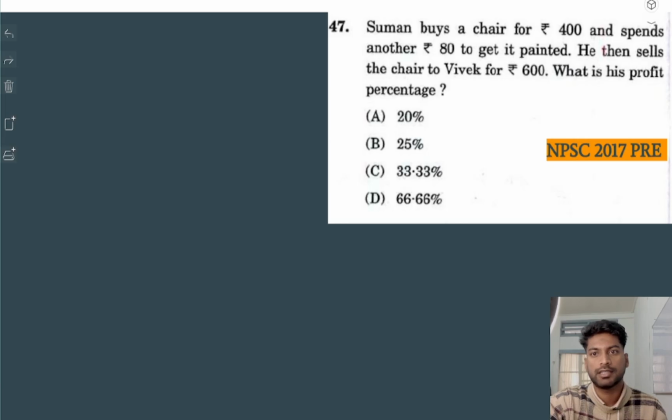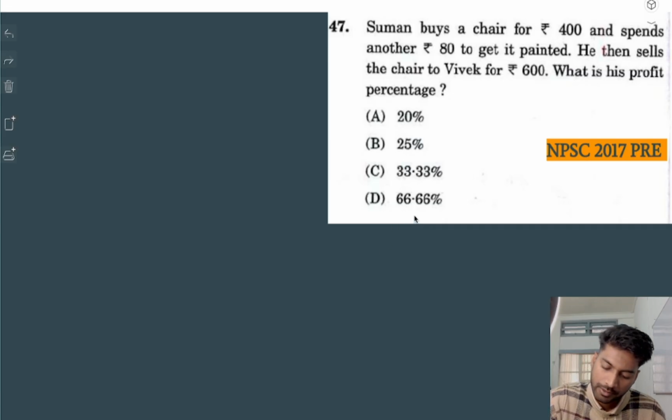This is profit and loss, but I kept it in percentage because it's related to percentage also. It's mostly a profit and loss question. So I hope you know how to get profit and how to get loss. I'll just give you a small overview.